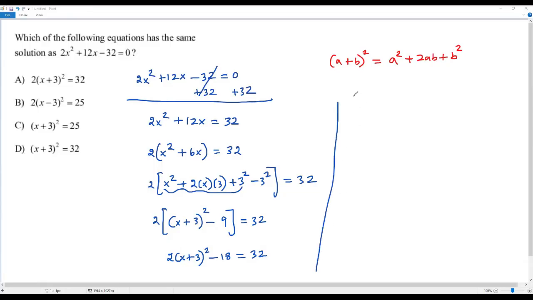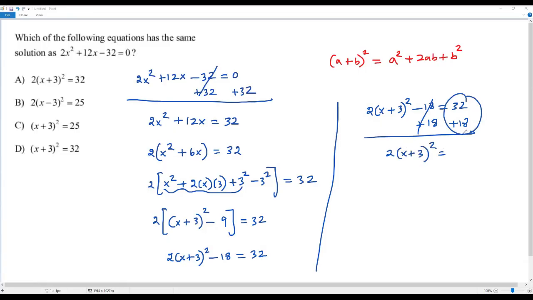Now let me take this equation over here: 2(x + 3)² − 18 = 32. Let me add 18 to both sides. When I add 18 to both sides, −18 and +18 will cancel. I am getting 2(x + 3)² = 32 + 18, which is 50. Here this one is a multiple of 2, and this one is also a multiple of 2, so now we can divide both sides of this equation by 2 for further simplification.